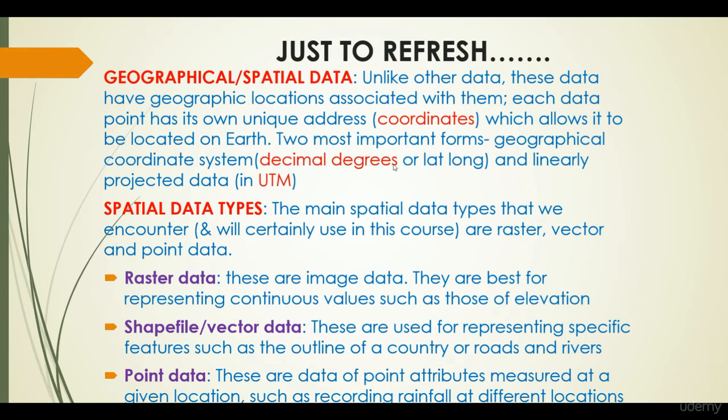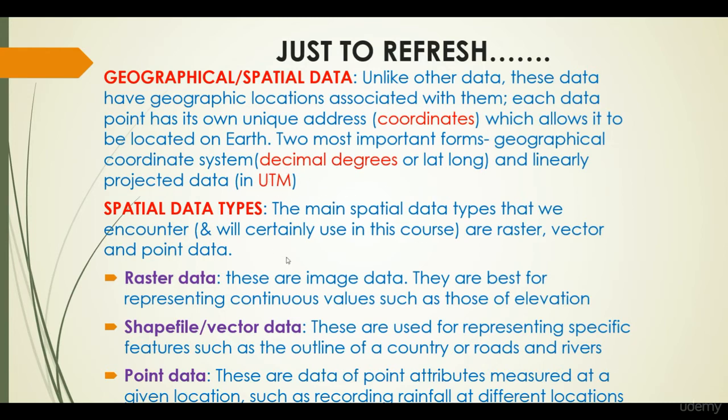The decimal degrees came about because the earth is a sphere, and they are measured in angular terms, and that may not be appropriate for all situations. So sometimes decimal degrees have to be projected into a linear form, in this case UTM, so that we can measure things like distances in meters. And this is the upshot of geographical or spatial data, that essentially you will be working with data that have coordinates associated with them. So they're either going to be lat-long coordinates or UTM coordinates in meters.